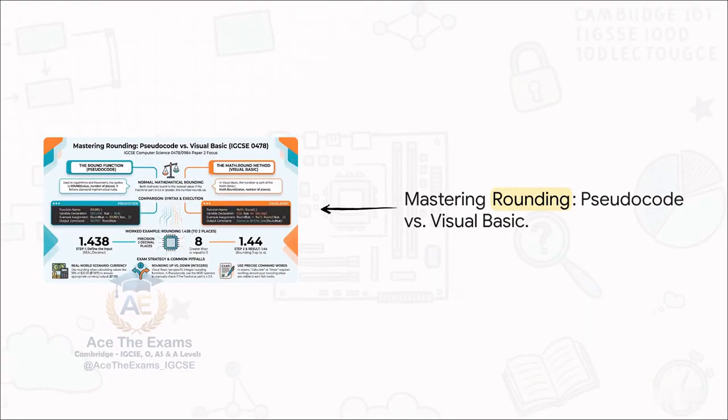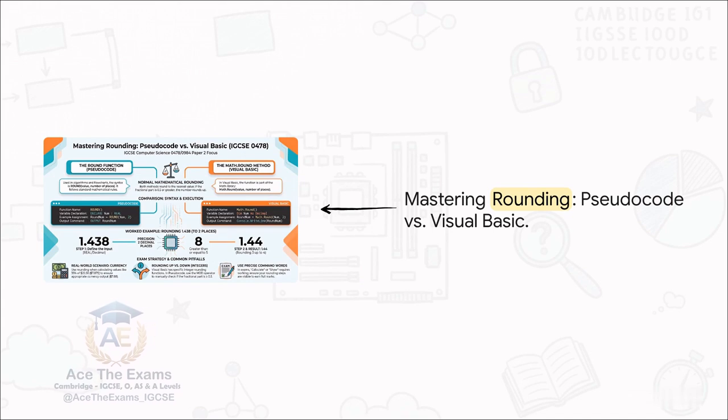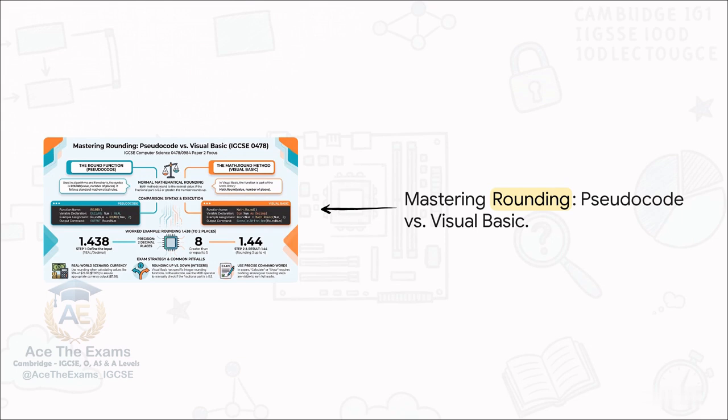Let's dive deep into this visual worked example. We are rounding the decimal 1.438 to 2 decimal places. Step 1 is defining the input. Step 2 shows the result, 1.44. Why? Well, the logic is right there in the center. The third digit is 8, which is greater than or equal to 5, so normal mathematical rules dictate we round the 3 up to a 4.